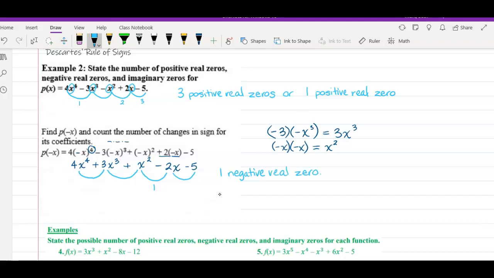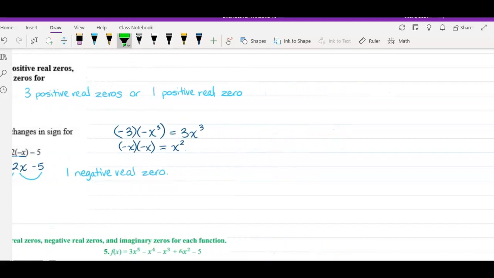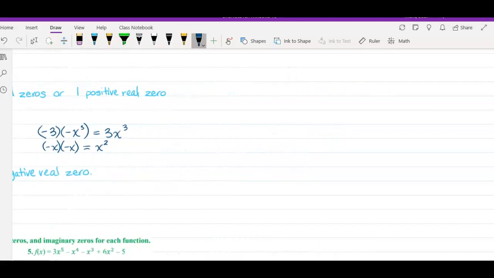Now we have to consider the imaginary zeros. And the way we're going to figure those out is by the process of deductive logic. Notice the highest degree here was a 4. So we are expecting 4 zeros based on the fundamental theorem of algebra. So I'm going to put total here on the right. The total needs to be 4.